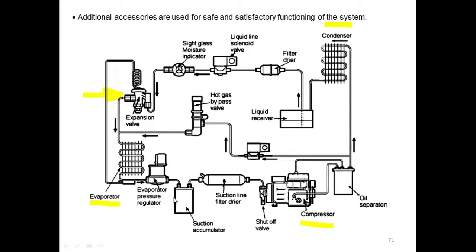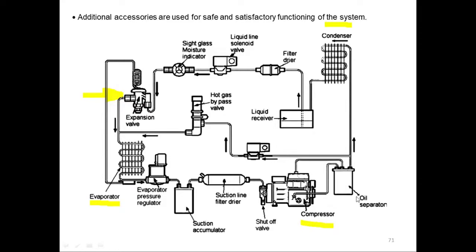After the evaporator, it goes into the accumulator. This is the accumulator for the superheat condition, or if there is some liquid coming, then it will further evaporate the liquid before it goes to the compressor, so that no liquid should go into the compressor.